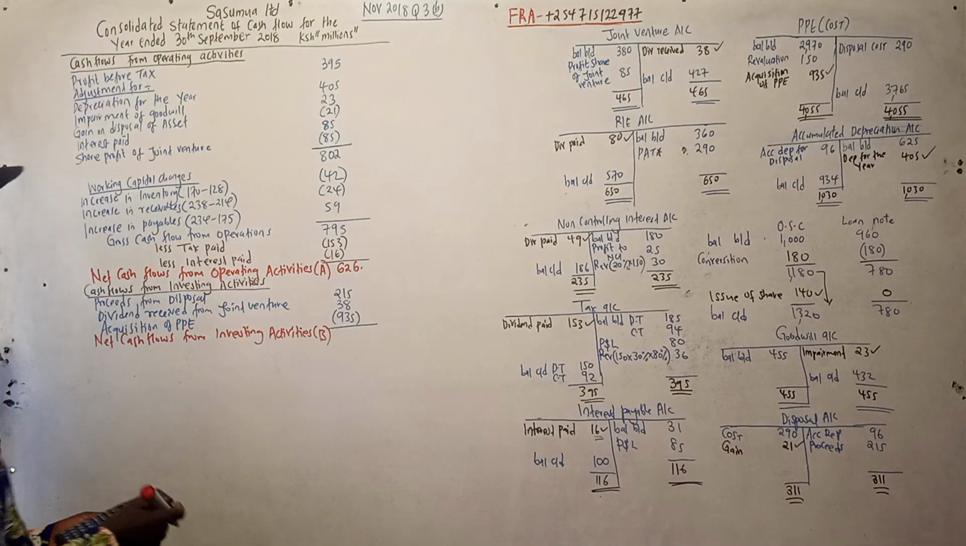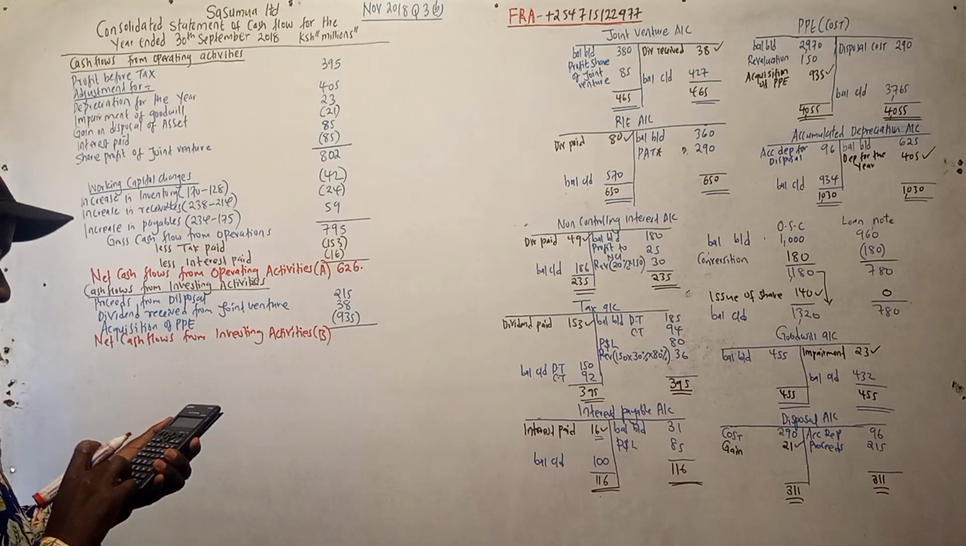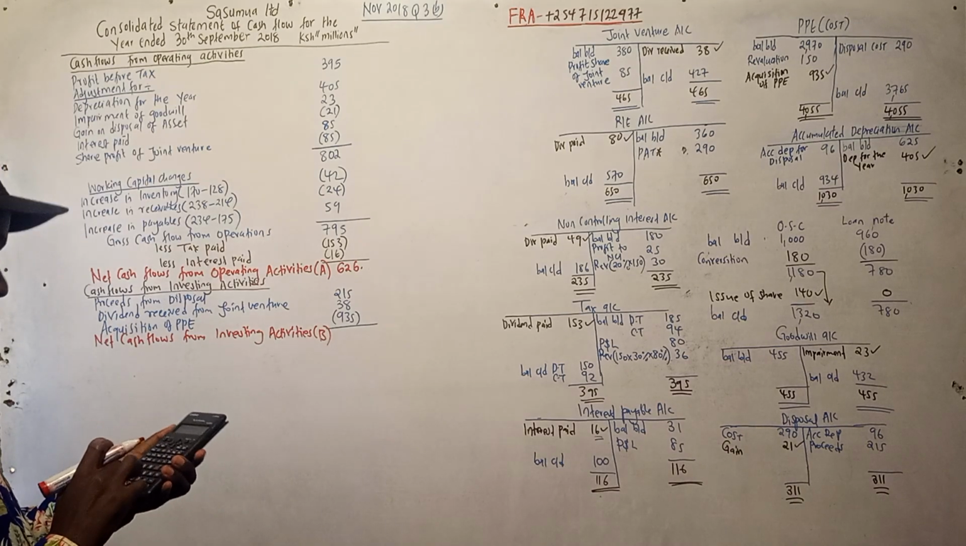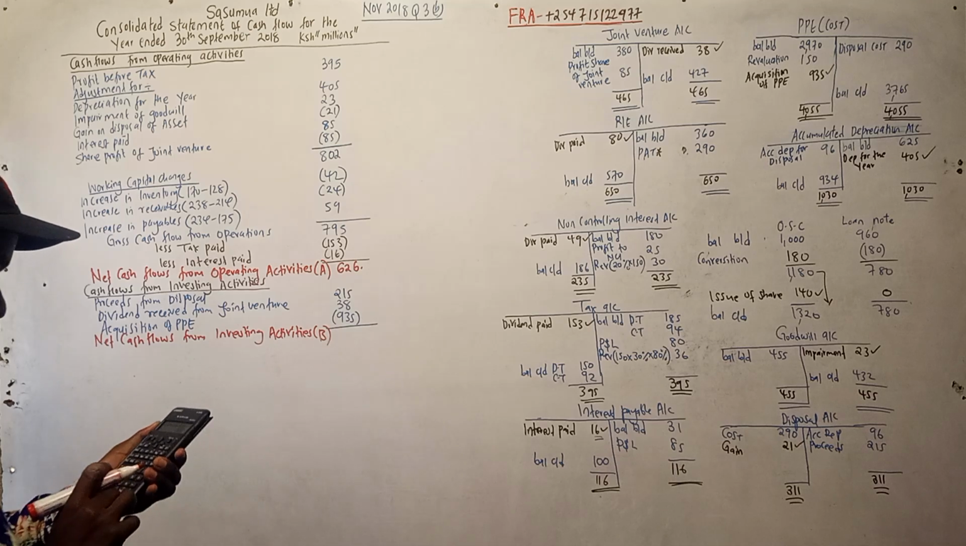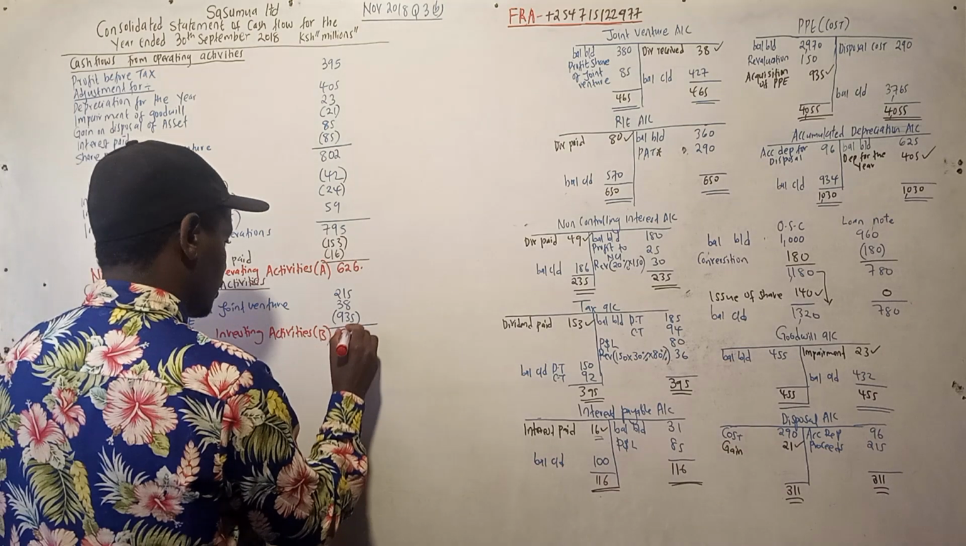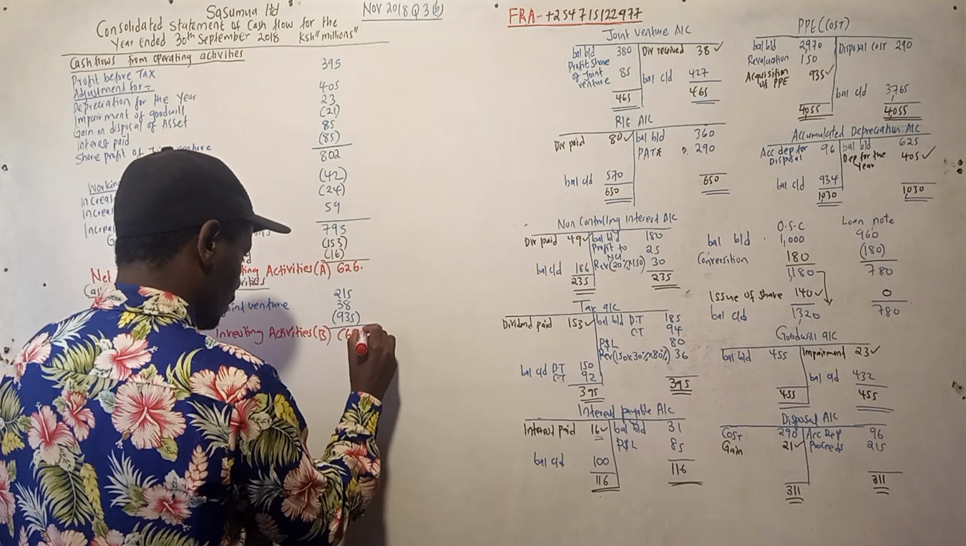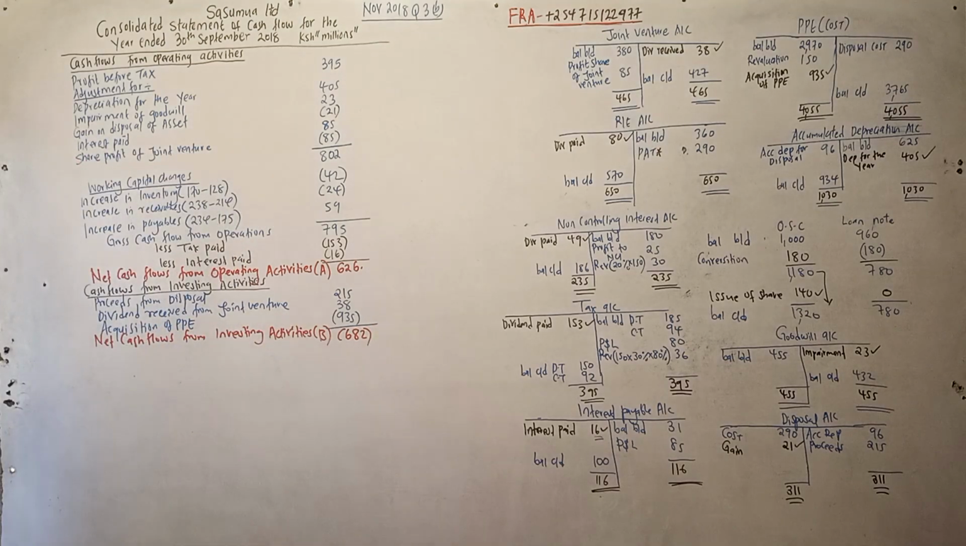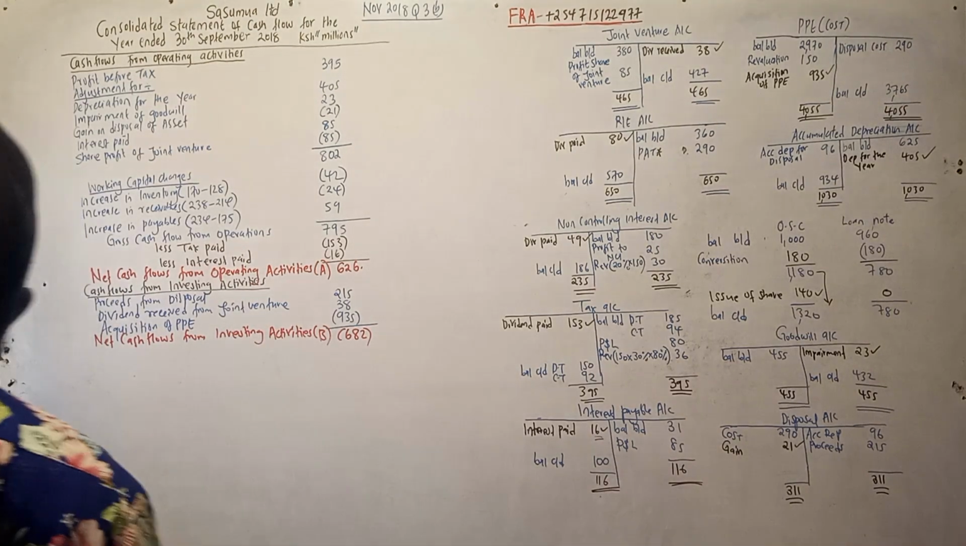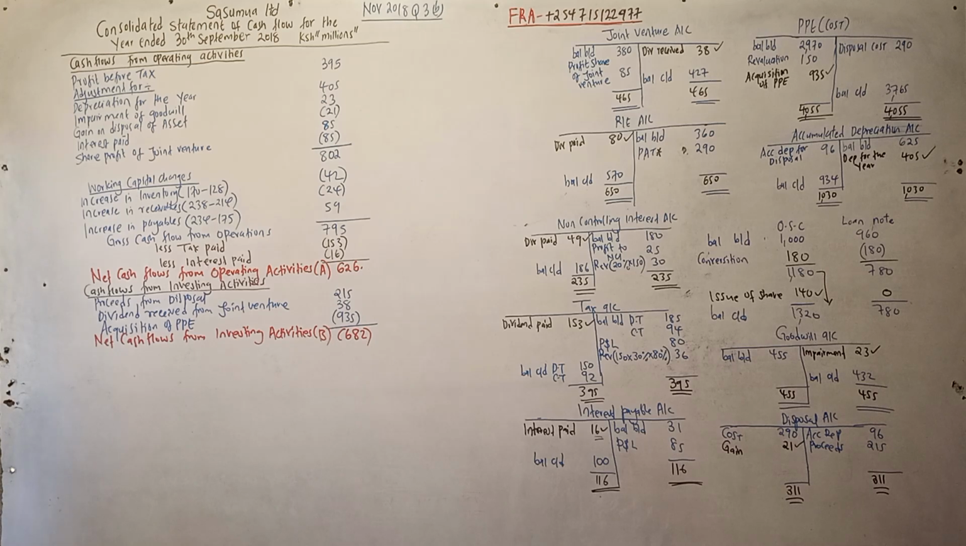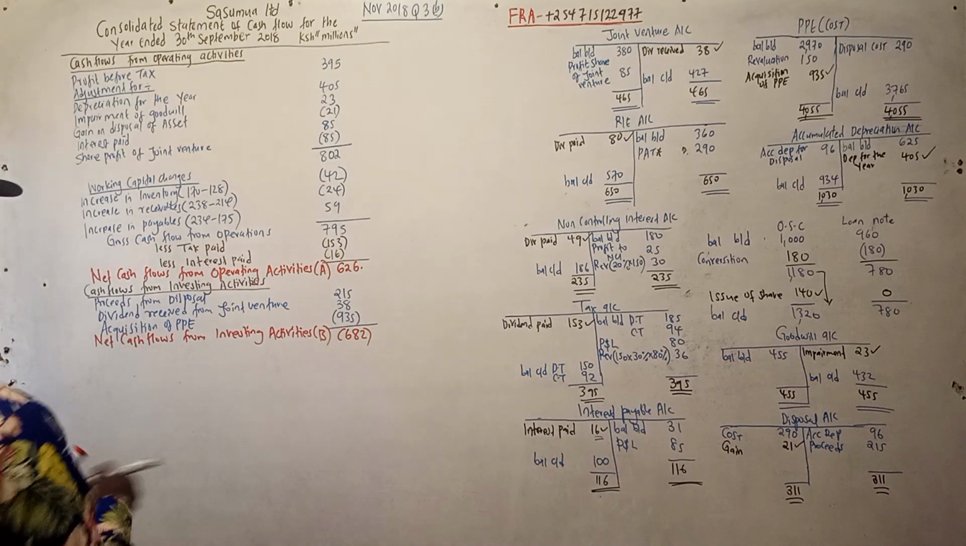So we got it to be 215 plus 38 minus 935. This one is minus 682. That one is okay, minus 6. So we can go to the last one, which is cash flow from financing activities, which will be our last part.